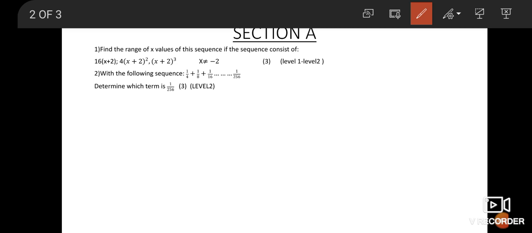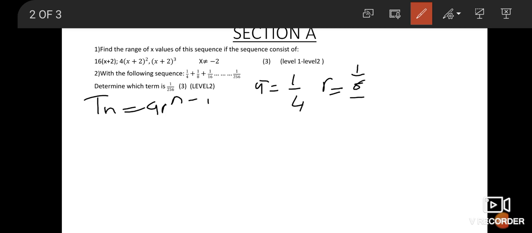We know that to find the value of a term, t2 or t3 or tn, we have to use this formula: Tn equals a r to the n minus 1. And we already have a, because we know a equals a quarter, because that's the first term. Then we have r, which we haven't calculated, which is 1 over 8 over a quarter, which equals a half.